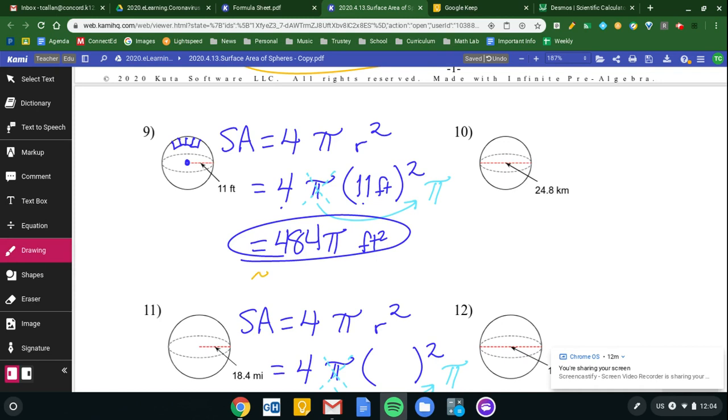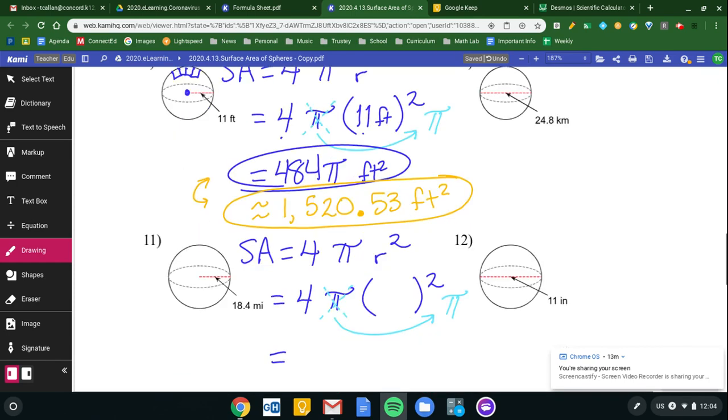Going for the approximate answer, go ahead and take 484 and actually multiply it by pi, and you get 1,520 and about 5,300 square feet. 2 different ways of pretty much writing almost exactly the same answer. On to number 11.